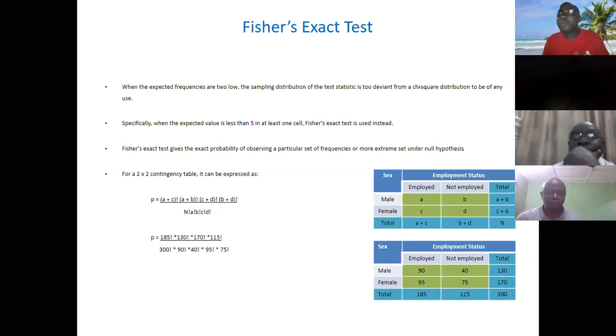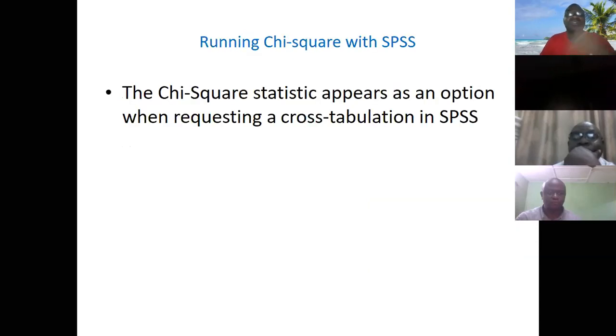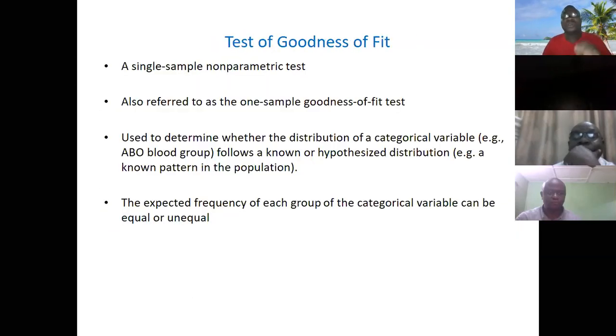Which is the p-value. Fisher's exact test just calculates the probability straight, without any chi-square statistic attached to it. That's just it. So that was just that. Let's quickly now talk about the chi-square.